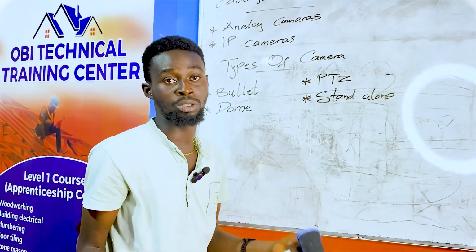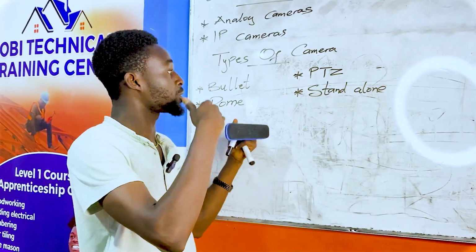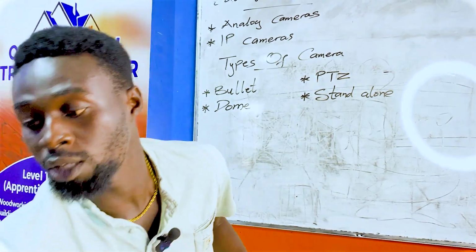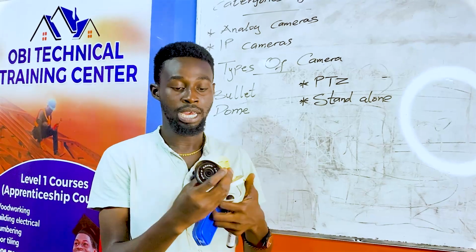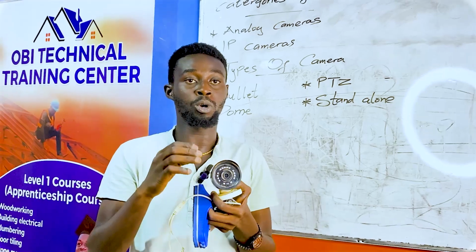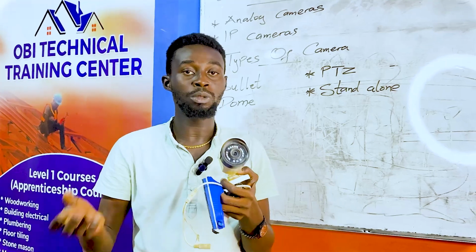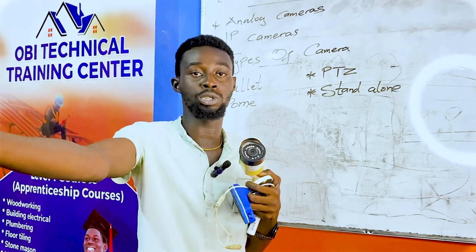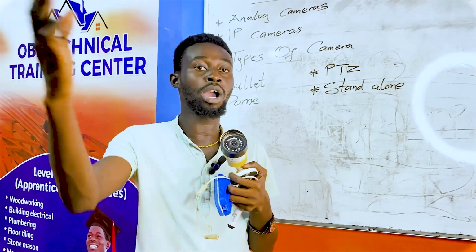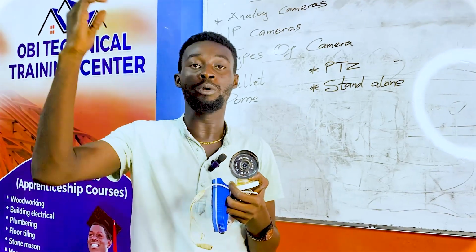With the bullet cameras, like I told you last time, bullet cameras have a hood at the top. That is what makes it different from the rest of the cameras. This is how it looks. If you look at what I have here, this is what we call a bullet camera, and this is the hood I'm talking about. Why do we have the hood here? It is because bullet cameras are normally used outside, and they take longer views. I'm saying longer views for a reason, so take note of that.